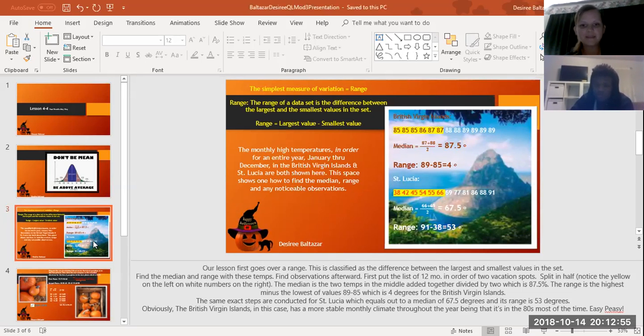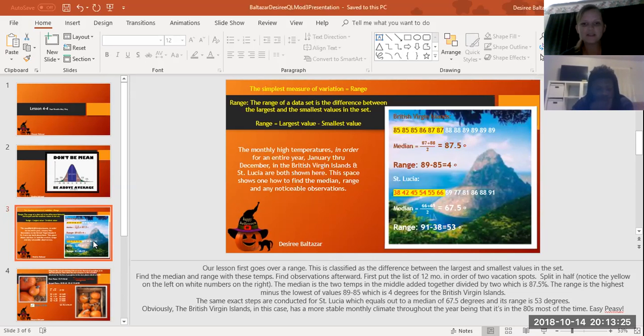The median is going to be the two numbers in the middle added together, which for the Virgin Islands would be 87 plus 88 divided by 2, and that gives us an average of 87.5 degrees. The range is the highest minus the lowest. In that example, it would be 89 minus 85, which would give us 4 degrees for the Virgin Islands. The exact same steps are going to be done for St.